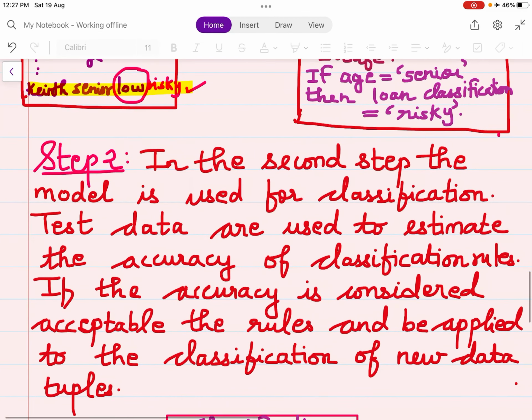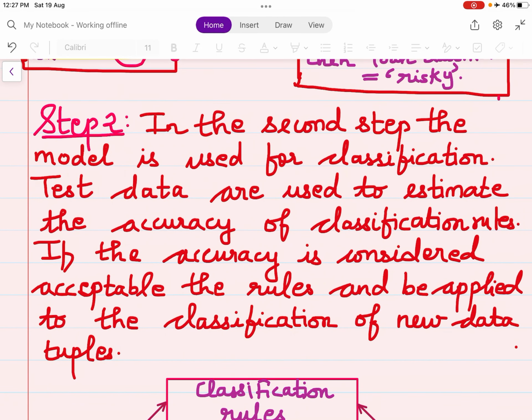So next is step 2. In the second step, the model is used for classification. So the classifier is made. Classifier is nothing but a model which is made with the help of a classification algorithm. So now this model will be used for classification. Test data are used to estimate the accuracy of classification rules.